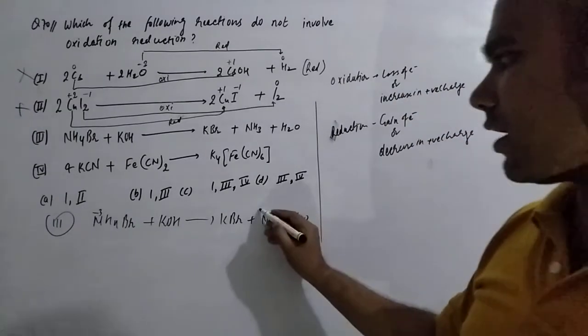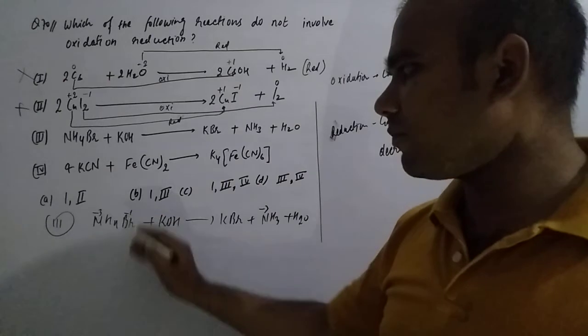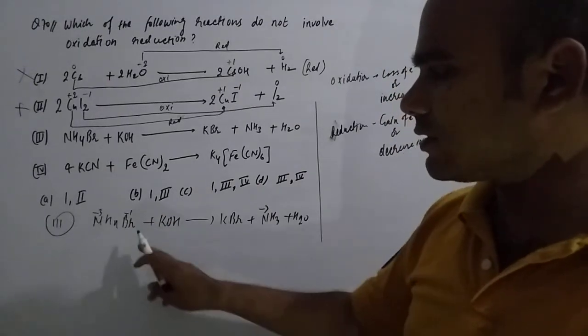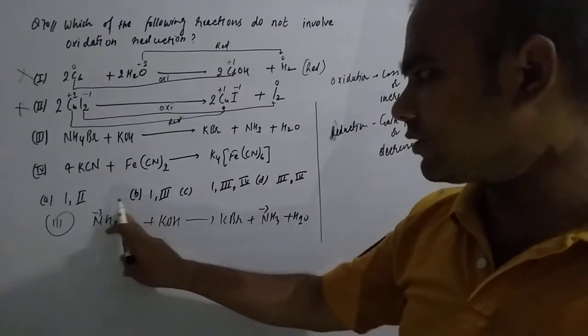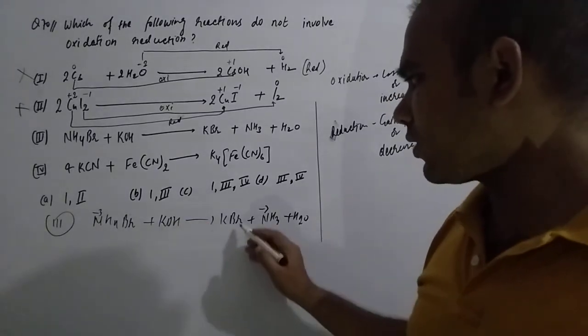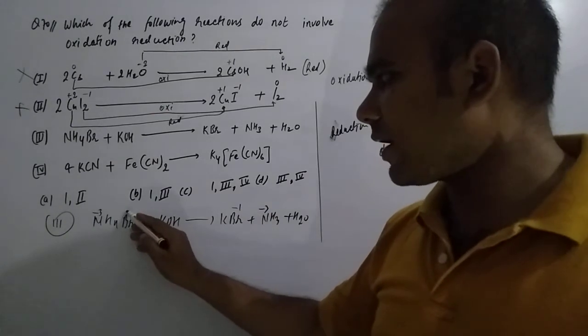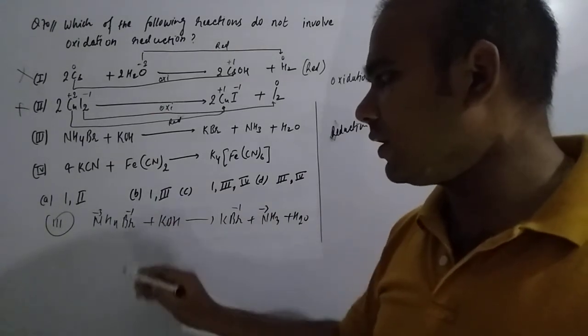And here is also -3 oxidation state. If you are talking about Br, let us check. If you are talking about potassium, here is -1, Br is -1. Here will be also -1 only, student. How -1?